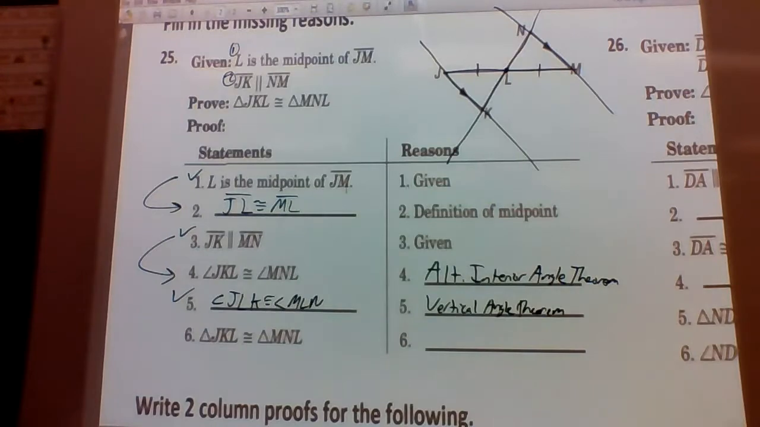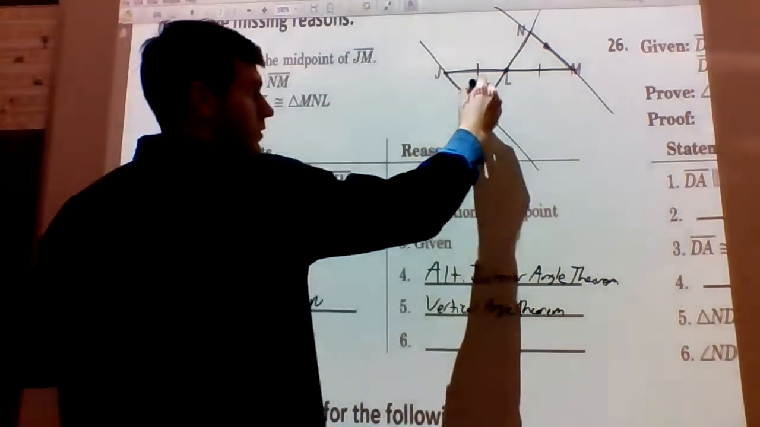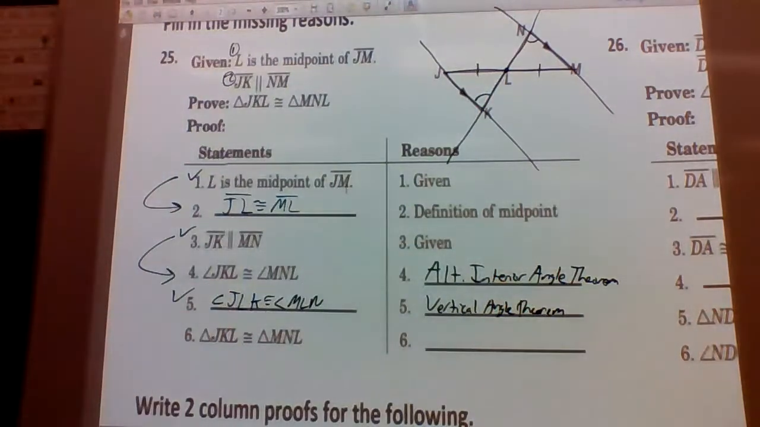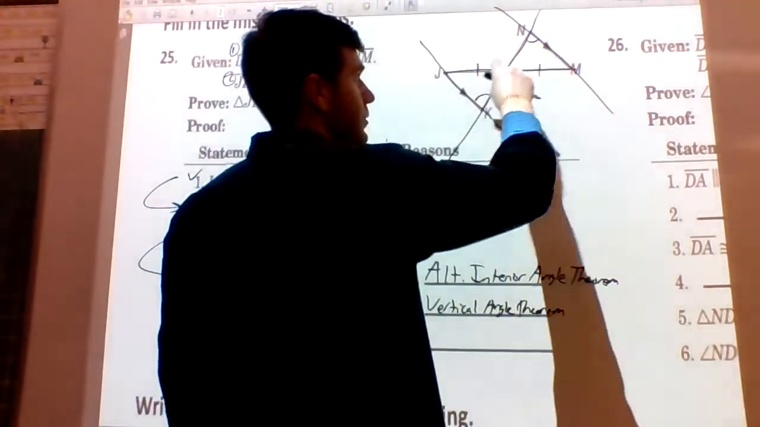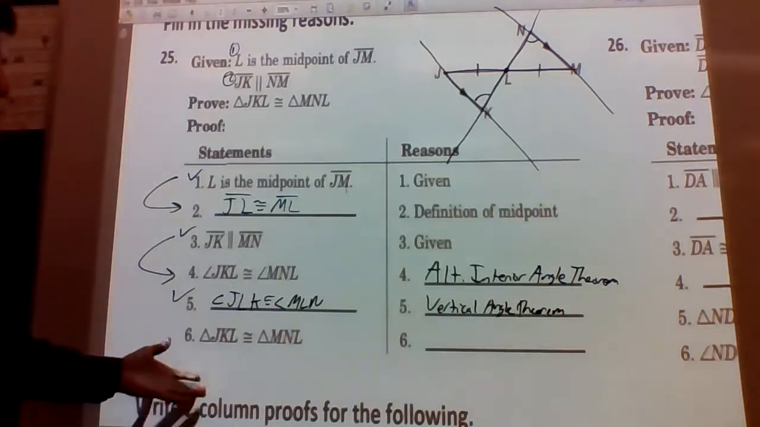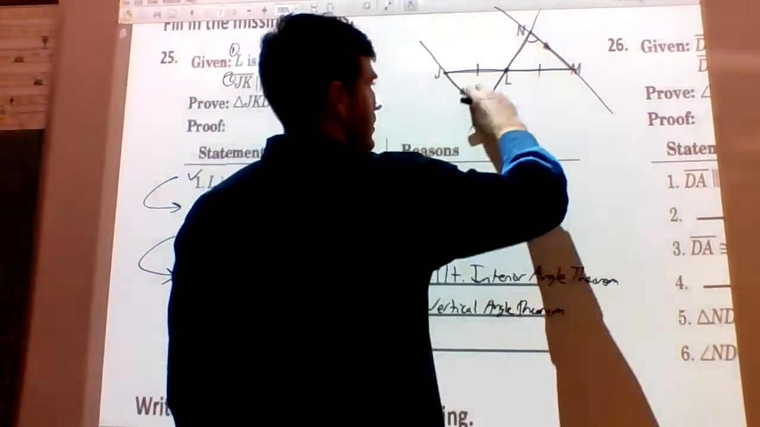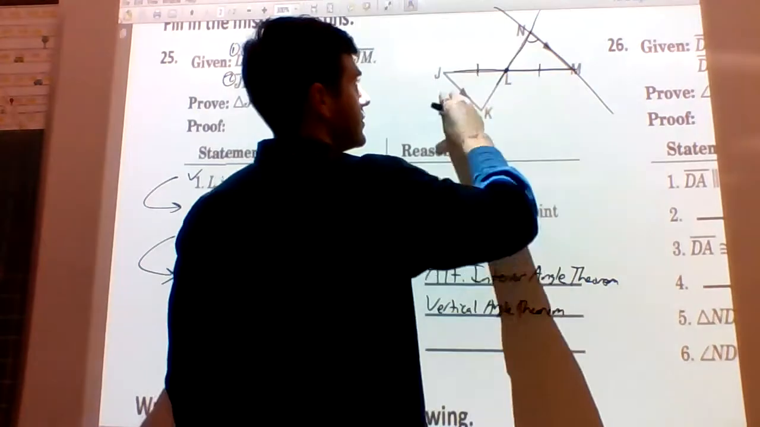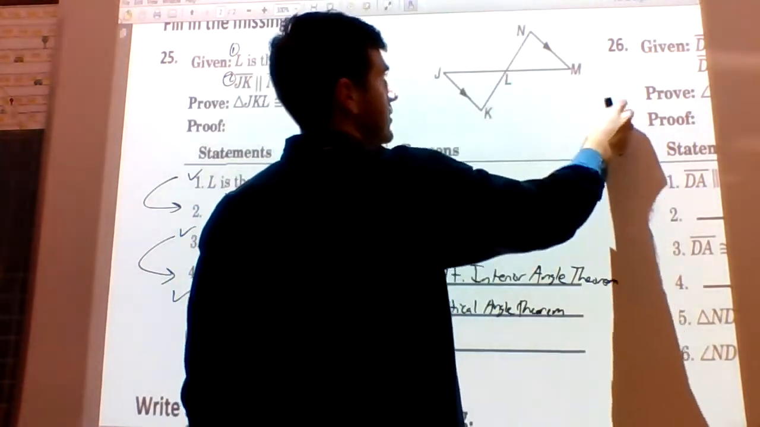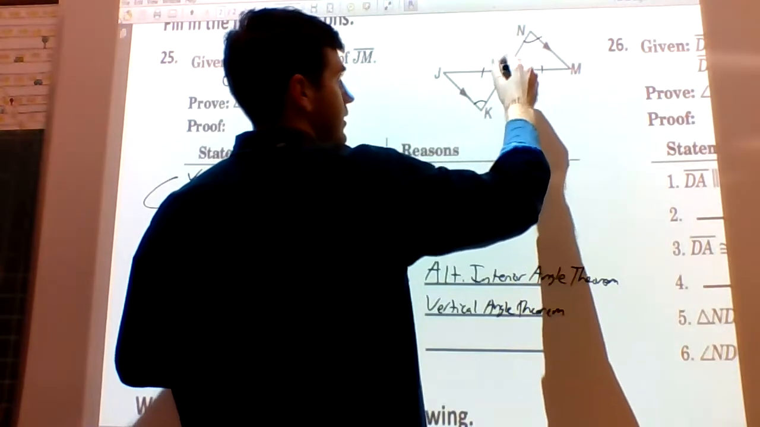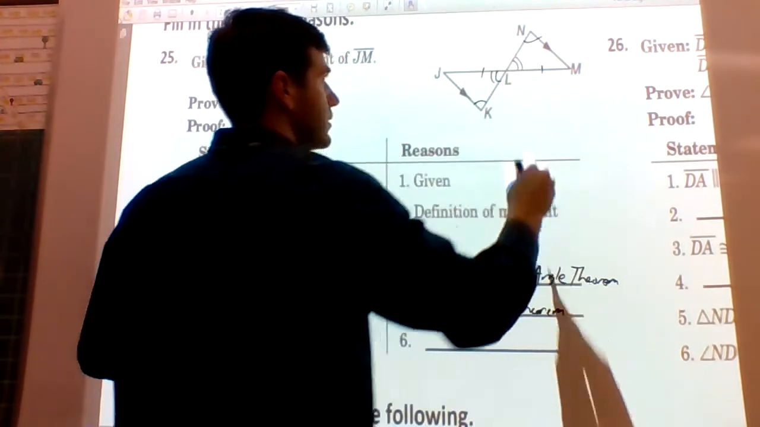Angle JKL is congruent to angle MNL. These would also be congruent, but they're not part of this proof. But we could put them in if we didn't have a guide to follow. Okay, so let me erase the lines. Hopefully you guys could see the alternate interior angles here. We said those were congruent, and then we said our vertical angles were congruent as well.